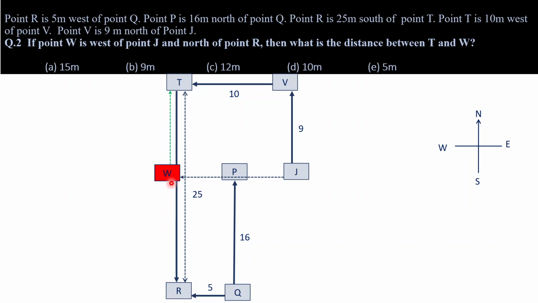Now you have to find the distance between T and W. So students, as you can see, the distance between T and W is same as the distance between V and J, which means the distance between T and W is 9 meters. So we got our answer as option number B, which is 9 meters. Now let's see the next question.